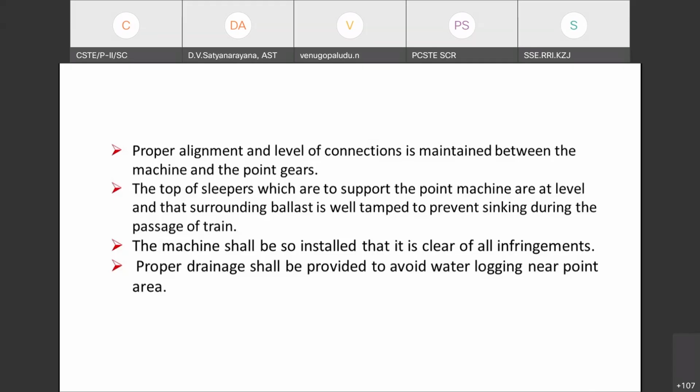This suggestion by Satyanarayana, that whatever has been done earlier should be followed, is not acceptable to me. This is not the correct way. The correct way is that the initial installation should be as per the drawing.